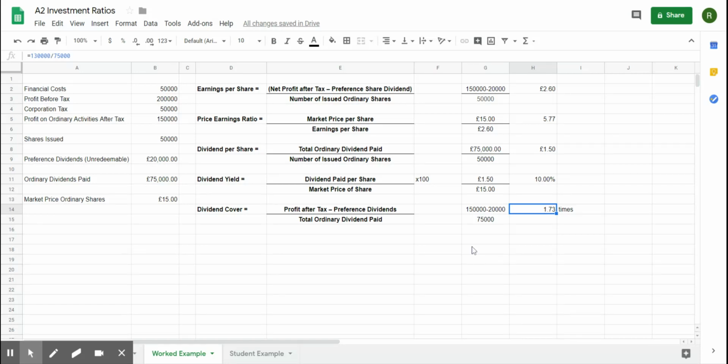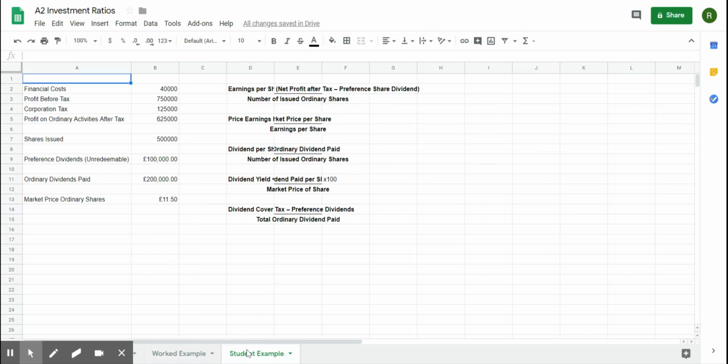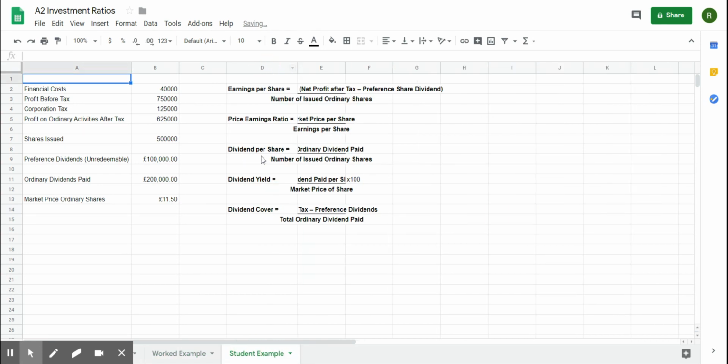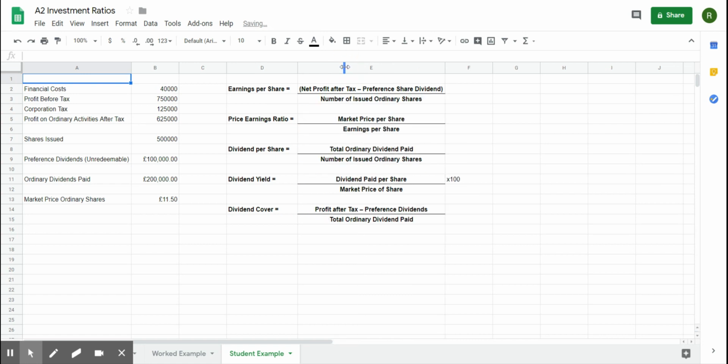Okay, there's a student example here for you to do. So you've got the ratios and a different company, and obviously share with me any answers that you get.